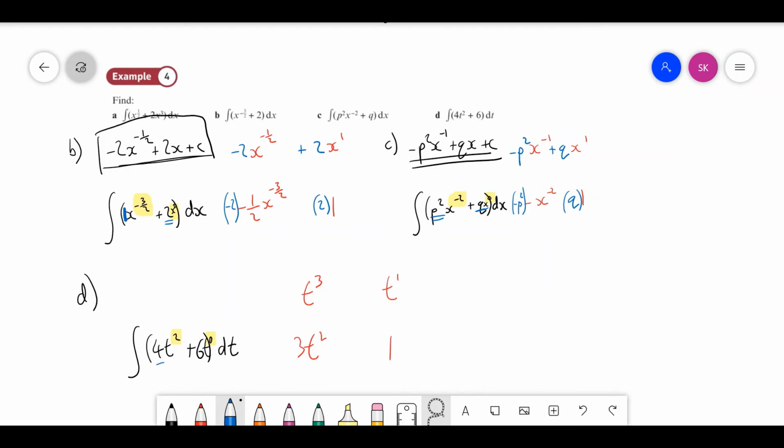I'm aiming for a 4 here, and at the moment I've got a 3. So what do I times 3 by to make 4? Well, I times it by 4 over 3, because then the 3's are going to cancel. I've got a 6 over here, which means I multiply the 1 by 6, so that's what I'm multiplying up here, and it's positive. So my answer is 4 over 3 t cubed plus 6t plus c.